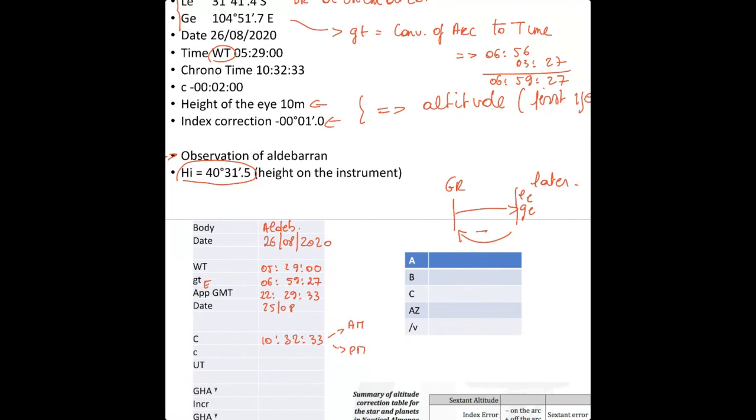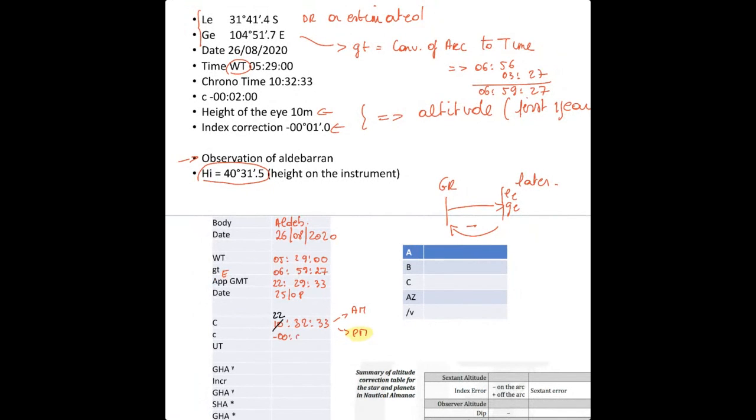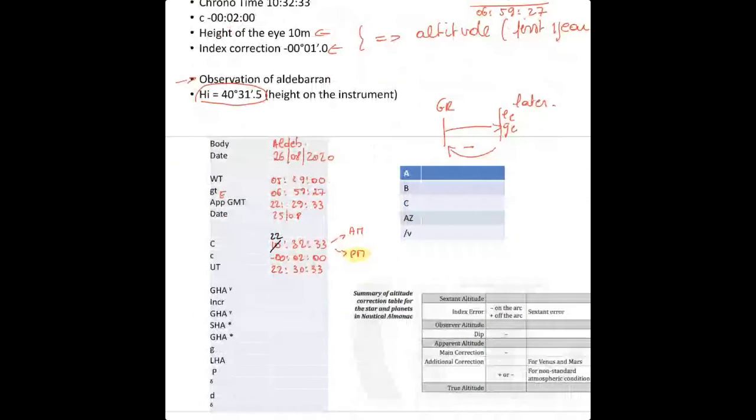Okay. So we know now that our chronometer time is PM. Okay, so we need to actually add 12 hours. So this will become 22, 32, 33. Okay, there is a correction in your chronometer that you know, it's minus 2 minutes. So we have now a universal time of 22, 30, 32. Okay, now the first thing to do is to determine our geographical position.